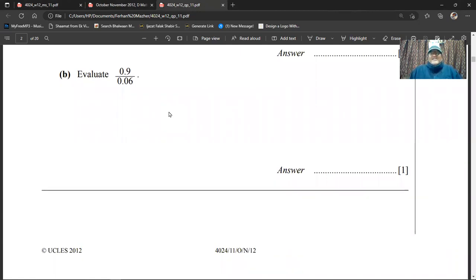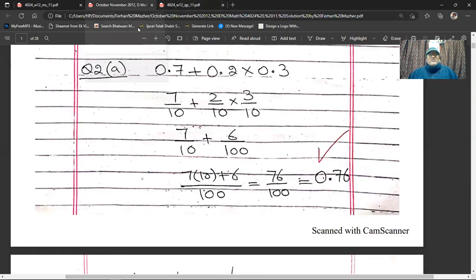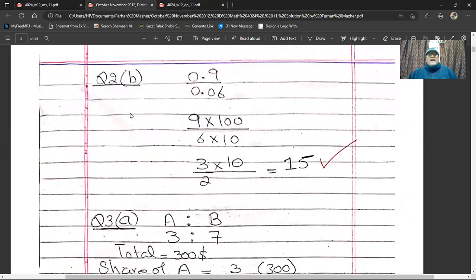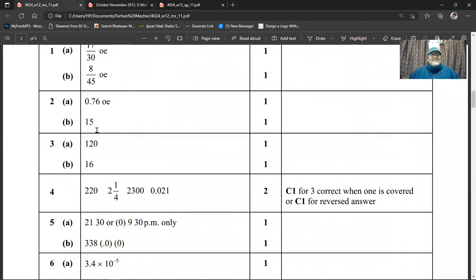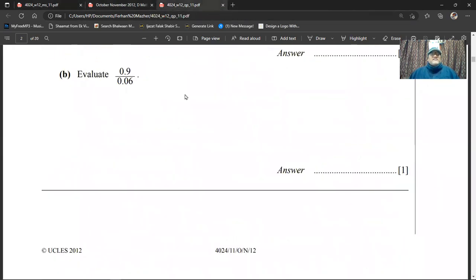He says evaluate 0.9 divide 0.06. So here you have two decimal fractions, and I want to divide them. First of all, I will remove their decimals. So it will become 9 into 100 divided by 6 into 10. So this will become 6 and 9. They will be cancelled with each other with the table of 3. So you will have 3 into 10 divided by 2. And that will give you 30 by 2, which will be 15. So 15 is the answer. The answer is right.